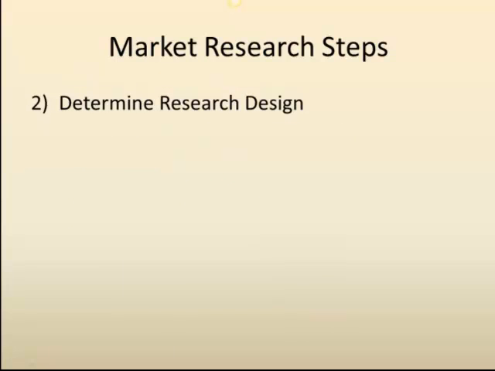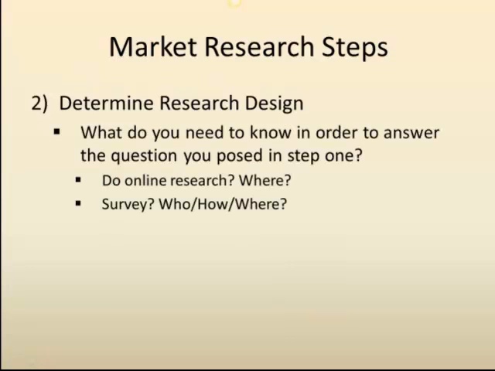Second item is determine research design. This is a very important criteria piece, because you need to know how you're going to answer the question that you posed in step 1. Secondary research is online research. That means that you have used information that another party has developed and determined. And it can be very accurate depending upon where you're getting it from and the quantity of research that has been completed. You never want to fully rely on secondary research, though, because it may not give you the full picture.